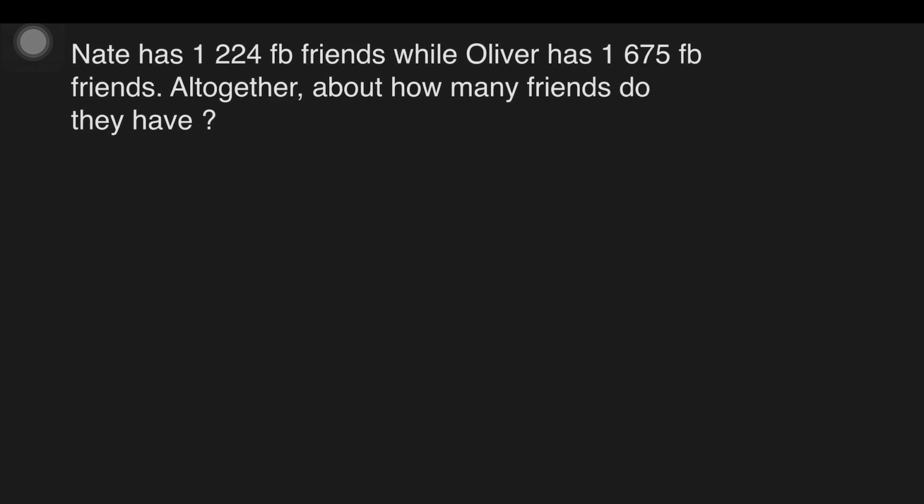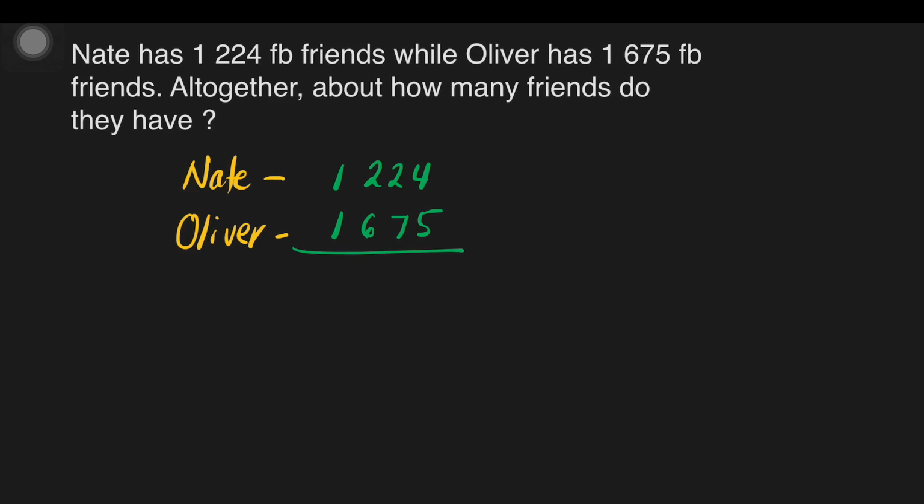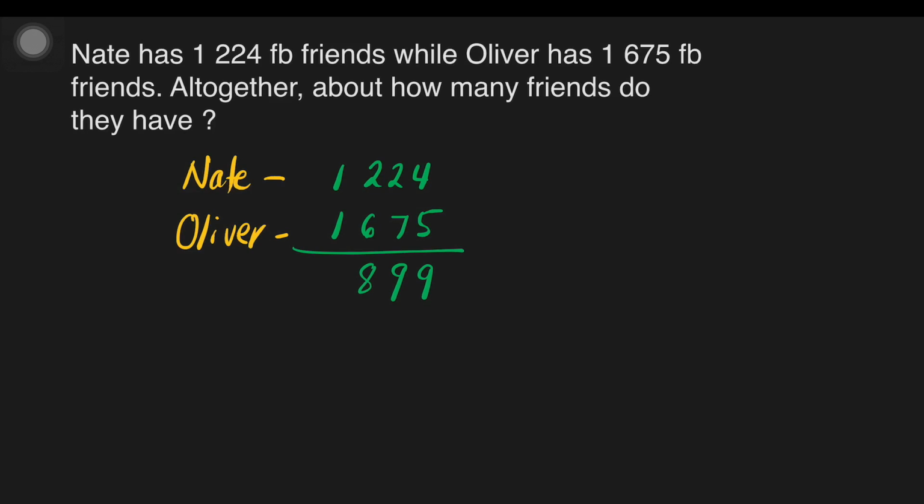This time, we can already add Nate's friends. That's 1,224. For Oliver, that is 1,675. Let's add 4 plus 5, that's 9. 2 plus 7, that's 9. 6 plus 2, that's 8. And 1 plus 1, that's 2. Altogether, they have 2,899 FB friends.